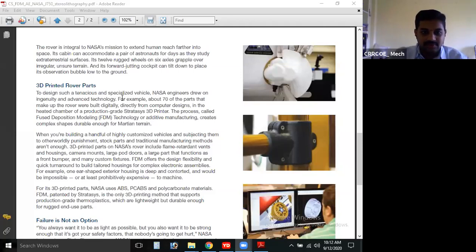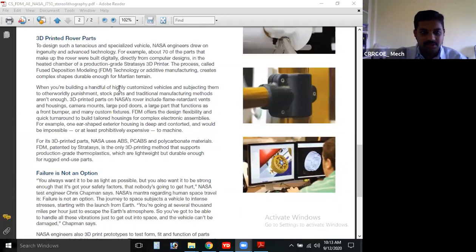Directly from the computer designs in the heated chamber of a production grade Stratasys 3D printer. So that is the name of the printer and also the heating chamber of a production grade. This particular mission, they have given just an introduction about the FDM mission. This mission is termed the FDM mission.